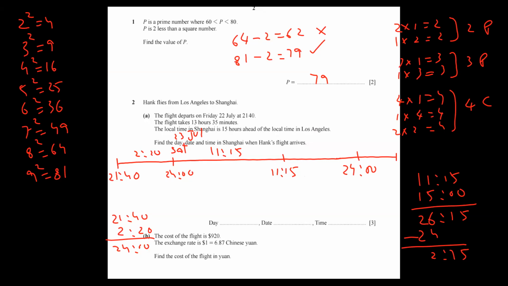Or you can do it another way: 11:15, then 12:15, then 13:15, then 14:15, 16. And here the day changes again. So we got 24 July and the day changes. Saturday turned to be Sunday.